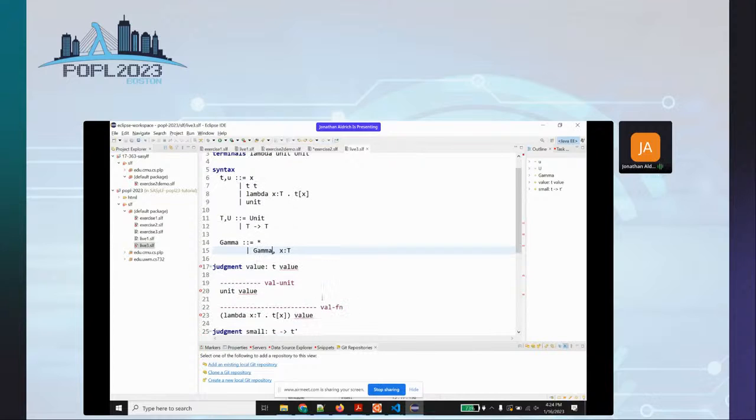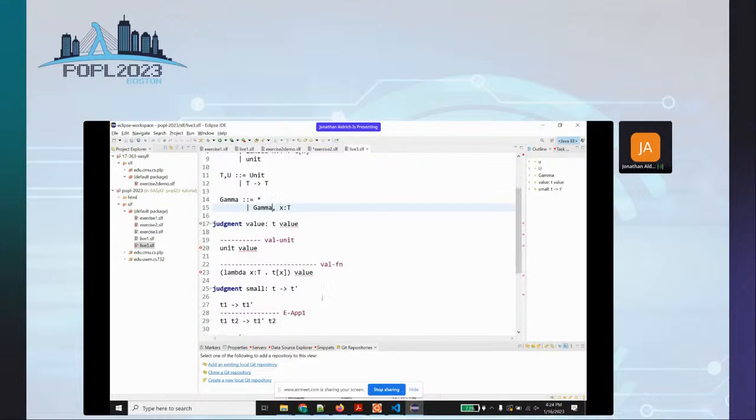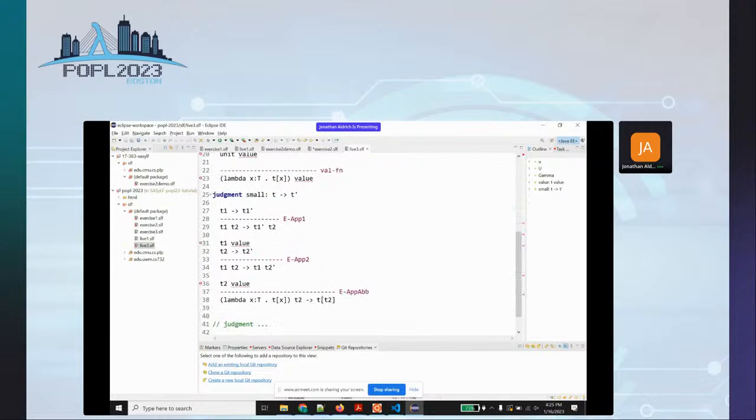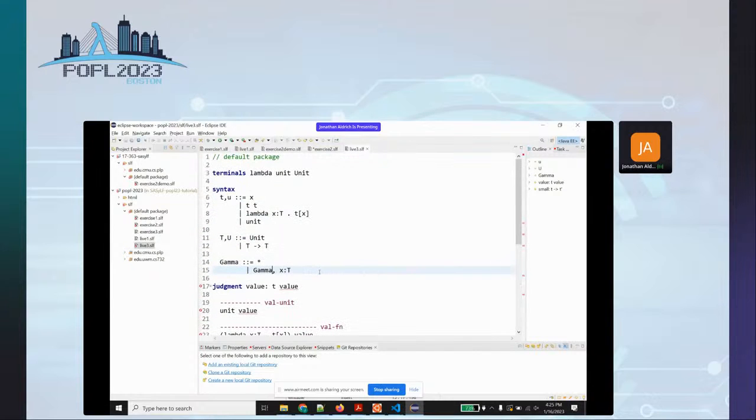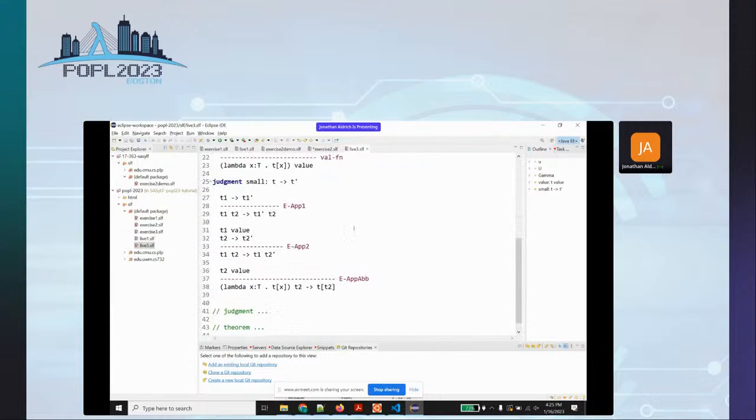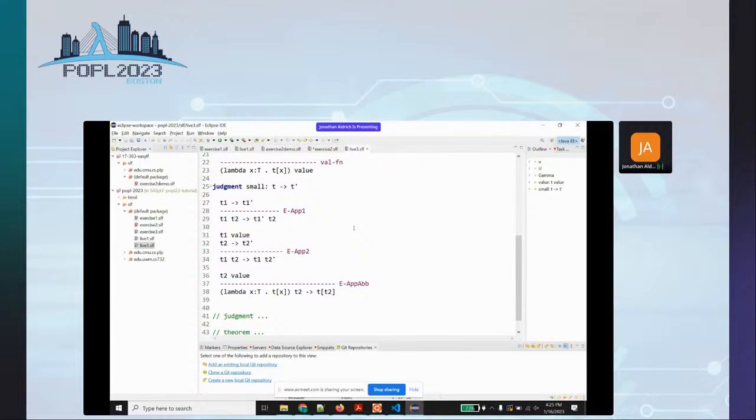And then we have value as before. We have unit as a value, and of course, functions are values. I have the small step semantics here. And it's complaining about value because we need that as a keyword, in other words, a terminal. So I'll just go ahead and add that to the top. And people are happier here. And we have our small step semantics with the standard TAPL names of EAP1, EAP2, and EAP-ABS. So unit, of course, doesn't evaluate anything. So this should be all really familiar to anyone who's done the lambda calculus.